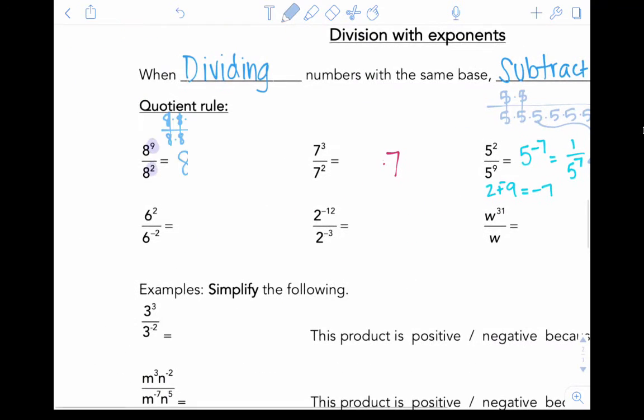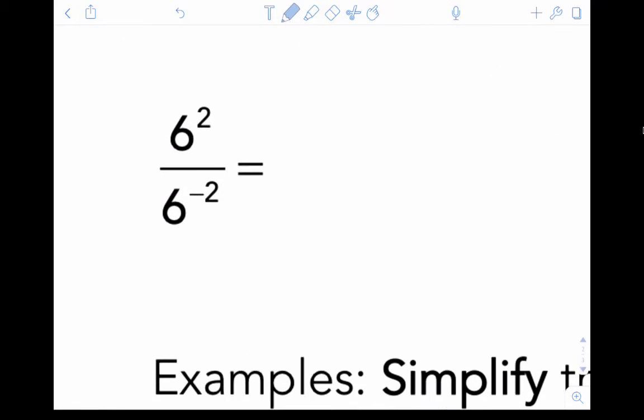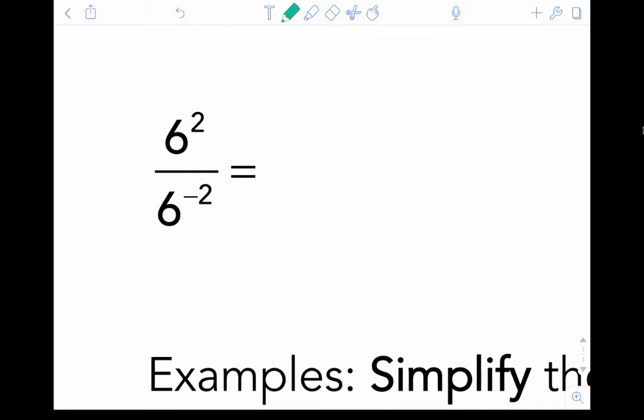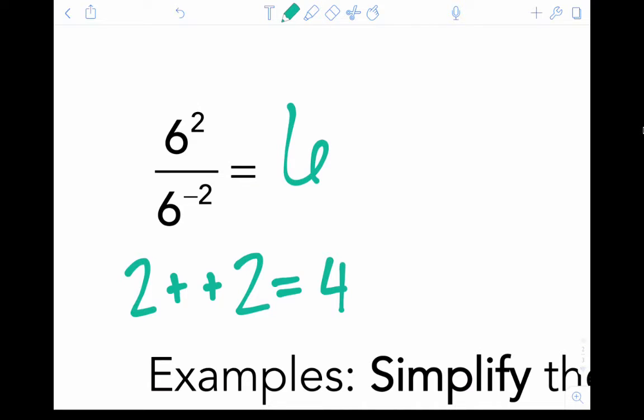All right, moving on to the next row. I have 6 squared over 6 to the negative 2nd. I have the same base and I'm dividing, so that means I'm going to subtract my exponents. So I'm going to do 2 minus negative 2. I'm going to add the opposite. 2 plus 2 is 4. So this is 6 to the 4th.